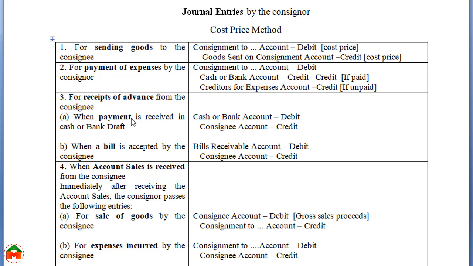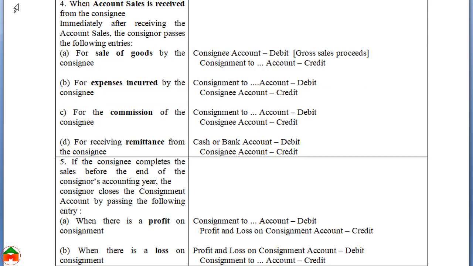And after sending the products, if the consignor receives any advance from the consignee, then the journal is cash or bank account debit, consignee account credit. On the other hand, if the consignor receives any bill, then the journal is bills receivable account debit, consignee account credit. And the next journal is for the account sales that is provided by the consignee.